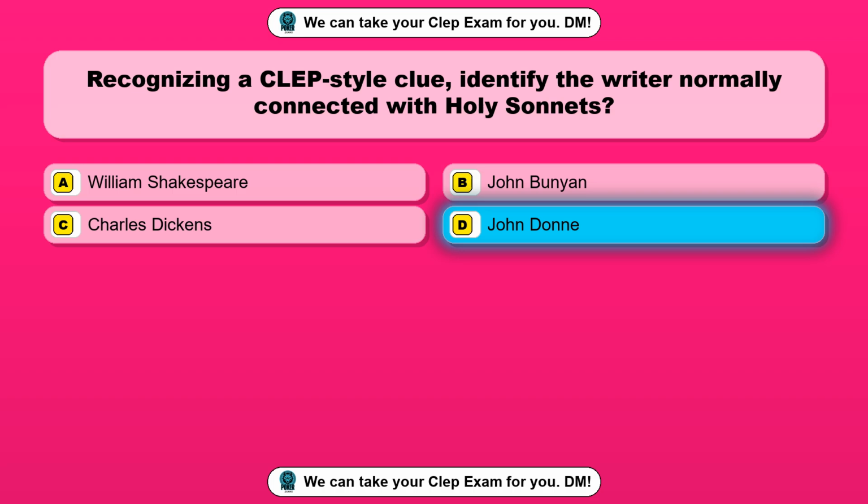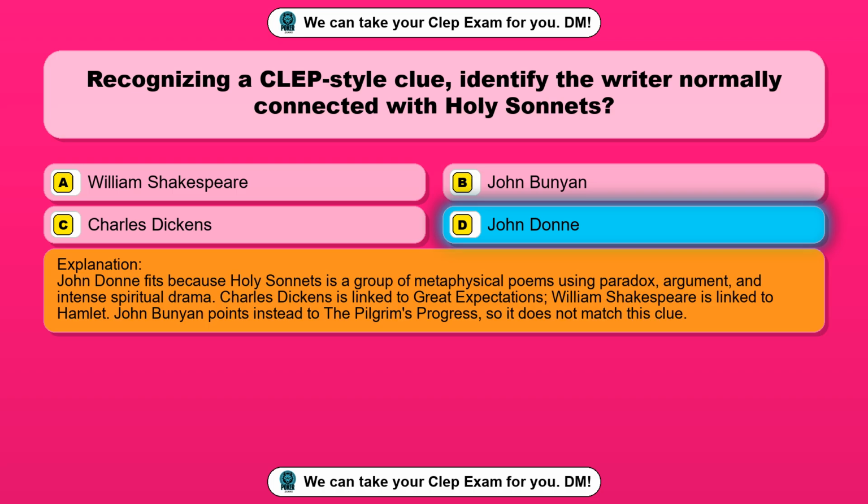John Donne. John Donne fits because Holy Sonnets is a group of metaphysical poems using paradox, argument, and intense spiritual drama. Charles Dickens is linked to Great Expectations. William Shakespeare is linked to Hamlet. John Bunyan points instead to The Pilgrim's Progress, so it does not match this clue.